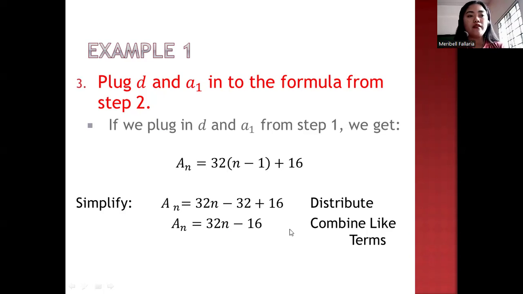Next, combine like terms. The like terms here are negative 32 plus 16. As you can see, we have different signs, so negative 32 plus 16 is equal to negative 16, because negative 32 is bigger than 16.